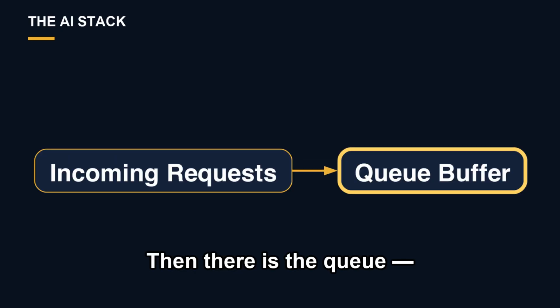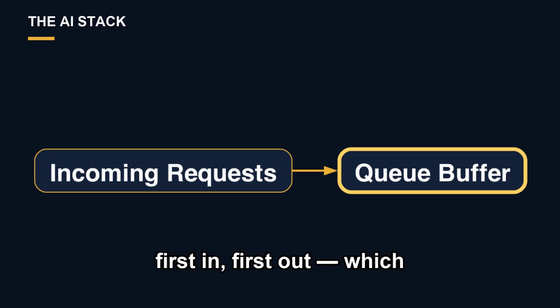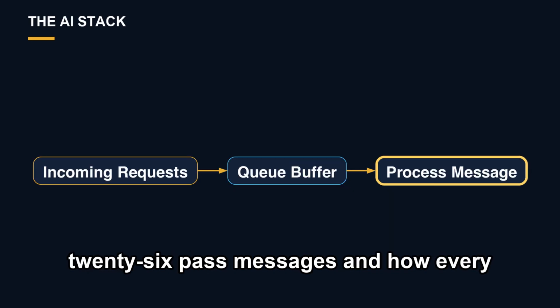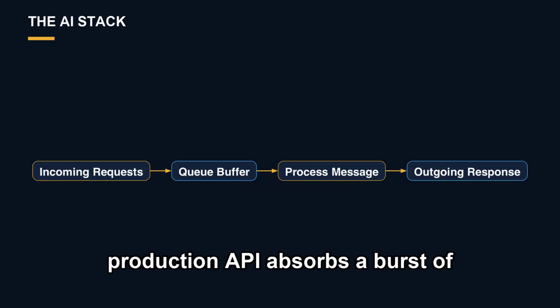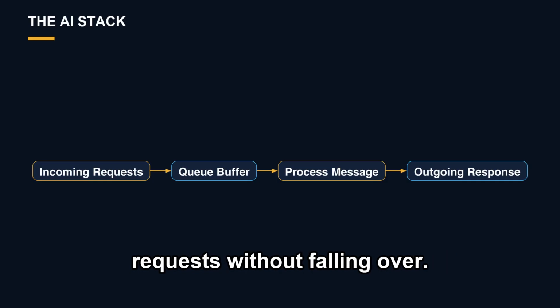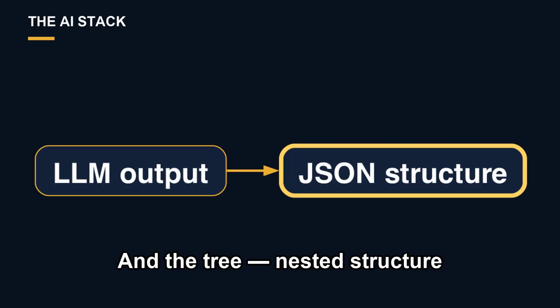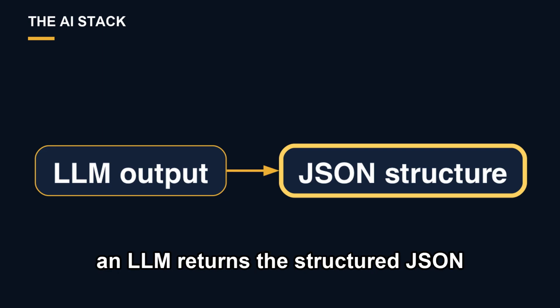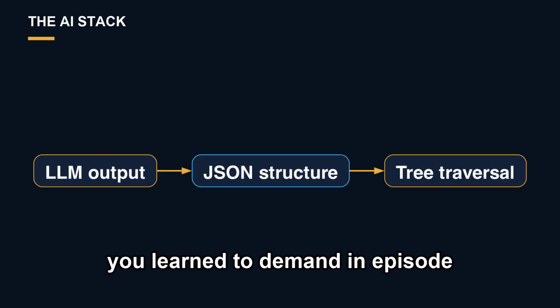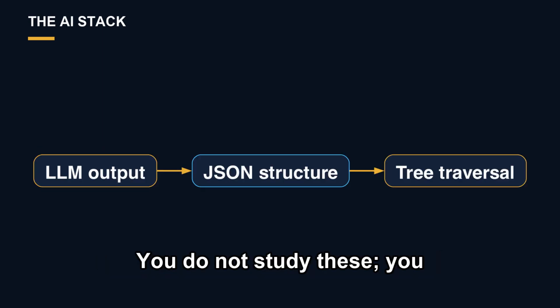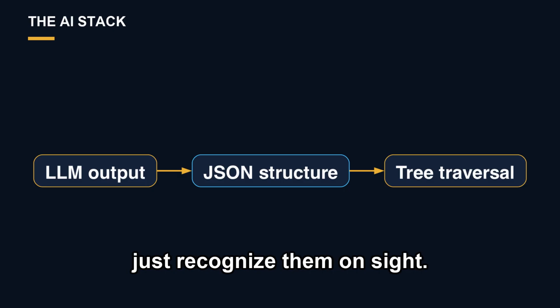Then there is the queue, first in, first out, which is how multi-agent systems from episode 26 pass messages and how every production API absorbs a burst of requests without falling over. And the tree, nested structure, which you touch every time an LLM returns the structured JSON you learned to demand in episode 11. You do not study these, you just recognize them on sight.